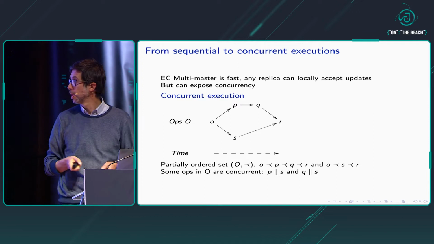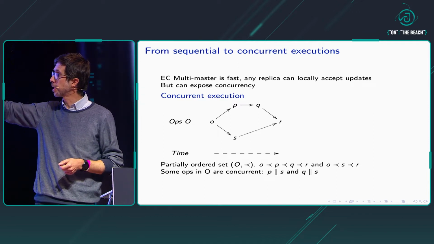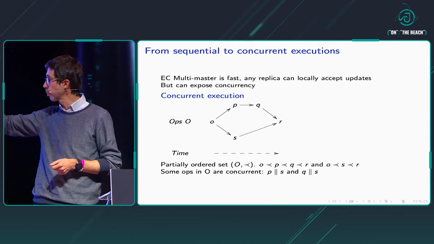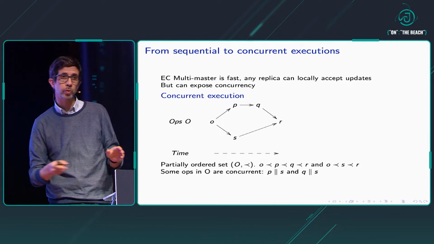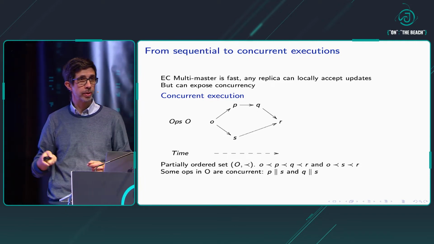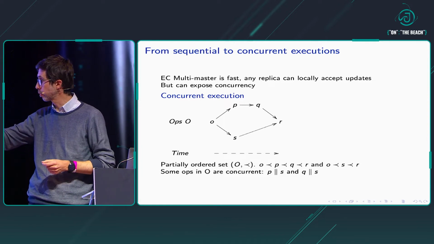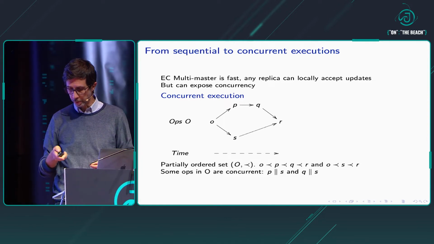So in this case, you have some operations that are related in an order, like P was after O, but you have operations that are concurrent. So when you cannot find a relation by the arrows, that means that those operations are concurrent, and you might have conflicts between these operations. So we have two cases here. P is concurrent with S.